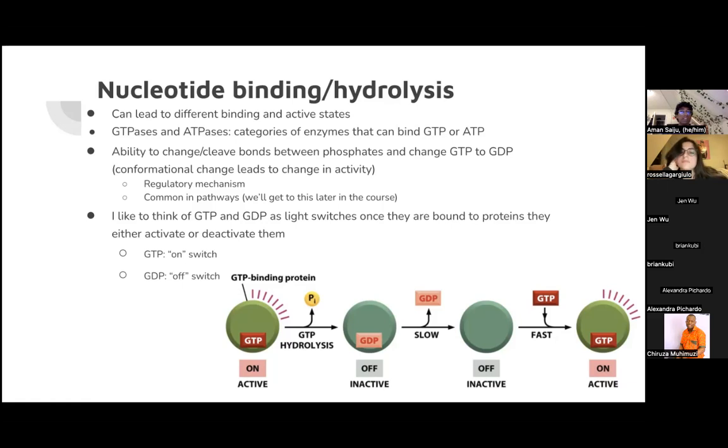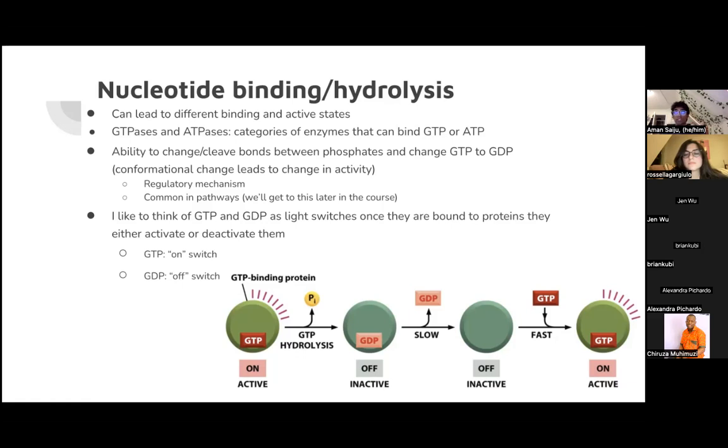The GDP or ADP, depending on the protein, we'll talk a lot more about GDP and GTP based switches and how they regulate proteins moving forward. But the GDP can then be kind of kicked out, similar to the phosphate group, and a new GTP can come in, and you have this little cycle that allows you to turn things on or off, depending if they're bound to GTP or GDP or ATP or ADP.